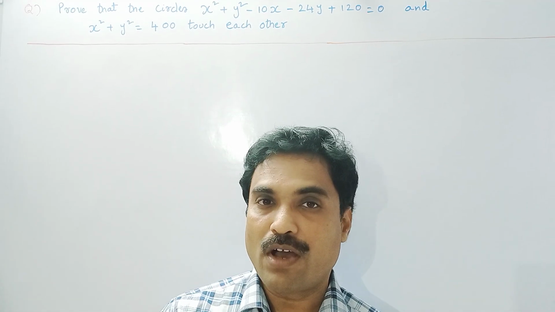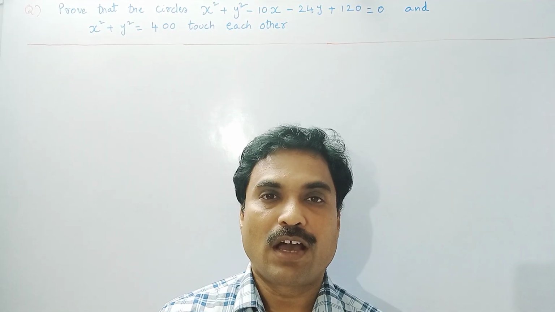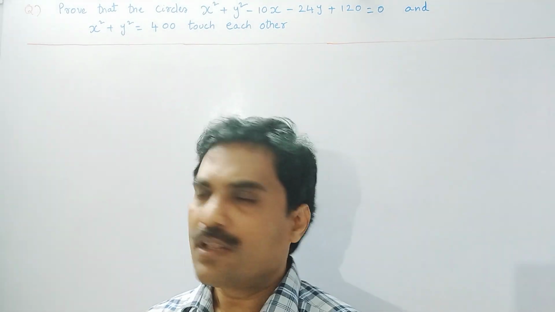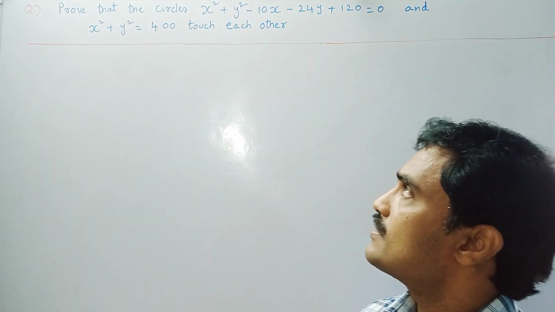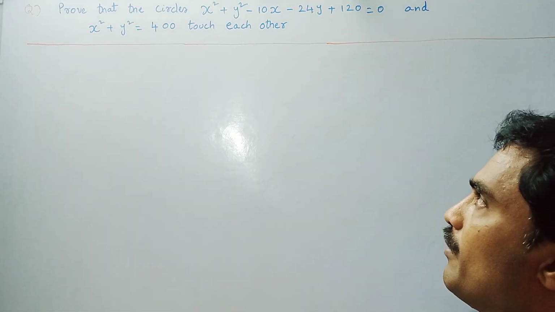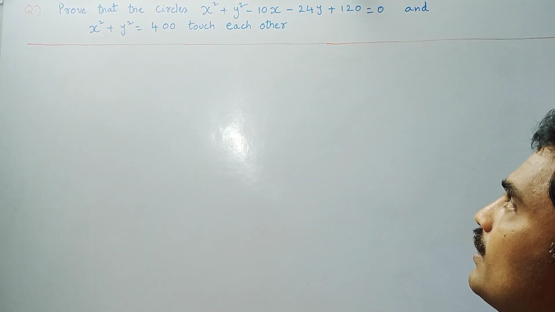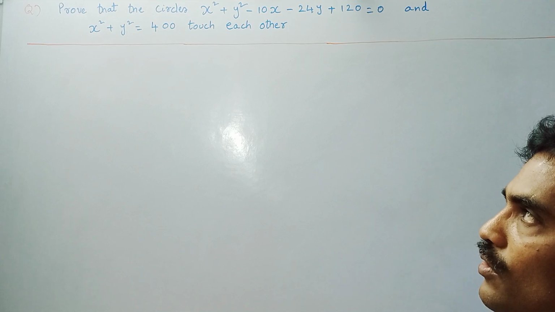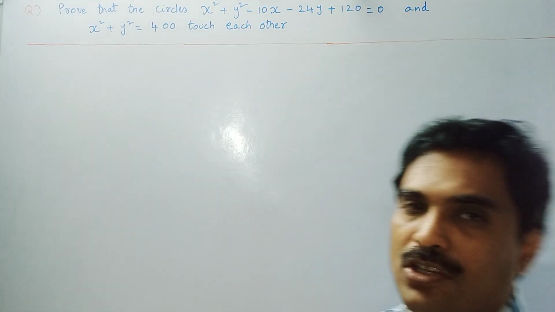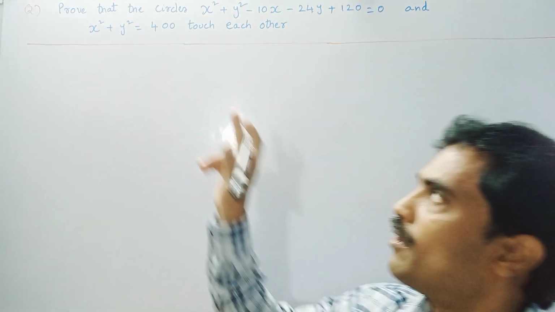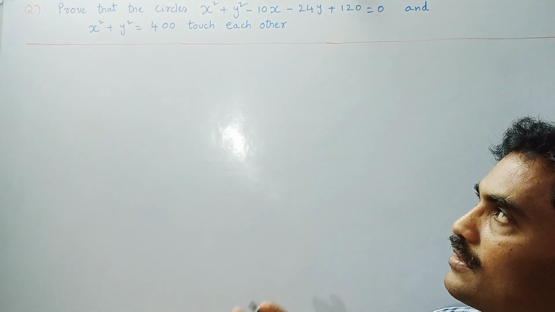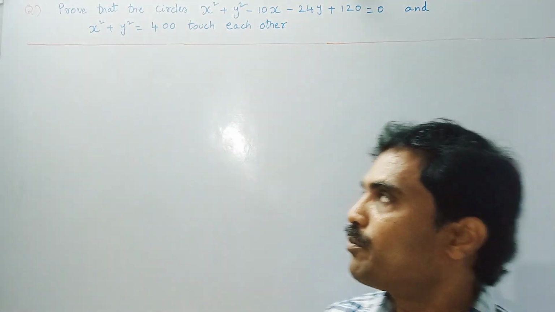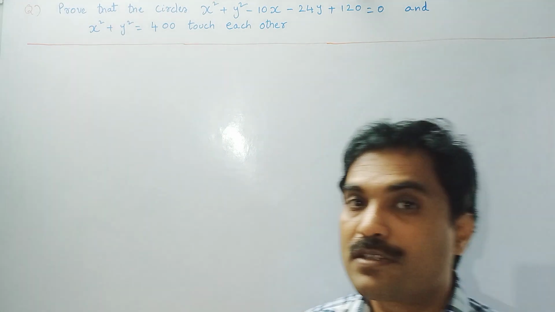In this new video, I am going to solve a mathematical problem under analytical geometry. So the problem is, prove that the circles x² + y² − 10x − 24y + 120 = 0 and x² + y² = 400 touch each other. So what have they given? Here in this problem they have given two equations of circles. What do you need to show? You need to prove that the given two circles touch each other.